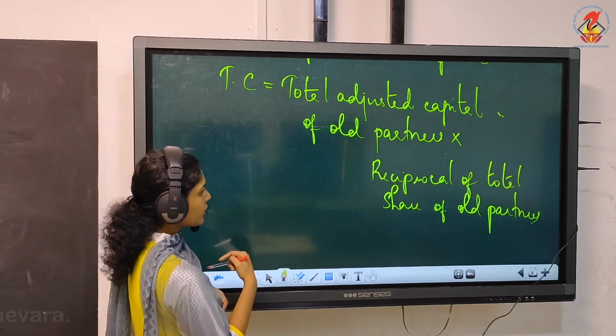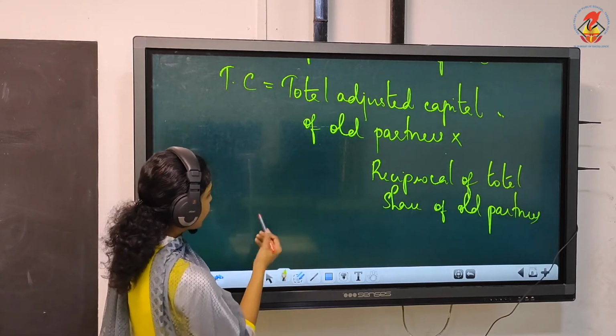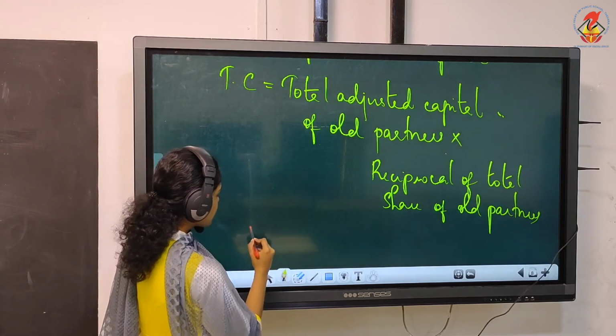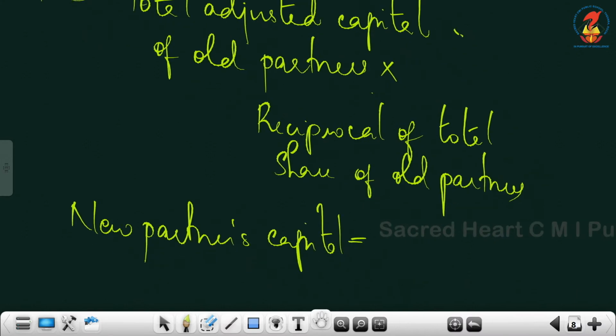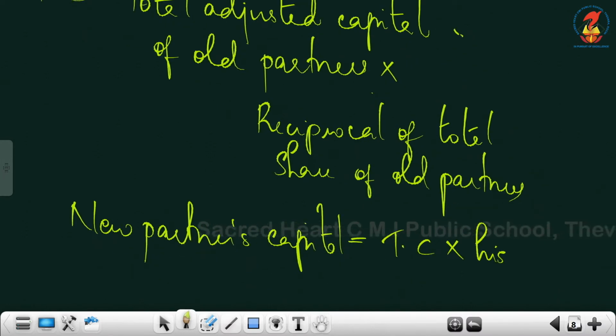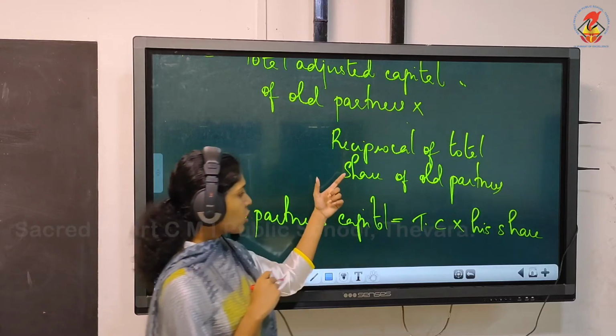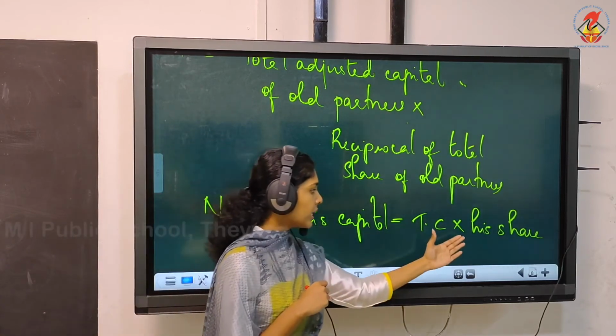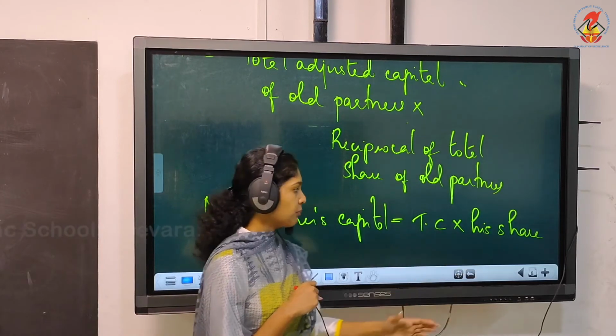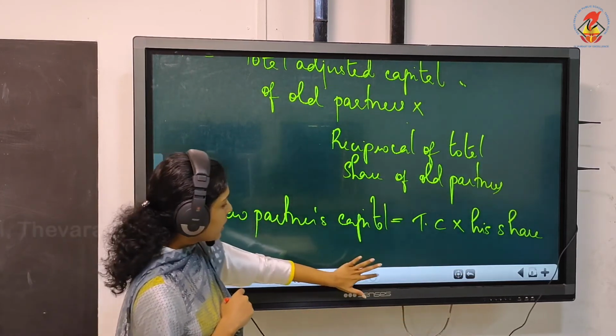So total capital we will get using this formula. After getting total capital, your purpose is to get the new partner's capital. So if you have total capital, how will you get the new partner's capital? That total capital into his share. His share means the new partner's share, 1 by 6. If you get total capital as 1 lakh, how will you get the capital? 1 lakh into 1 by 6, his share. Okay, so we'll do this calculation.